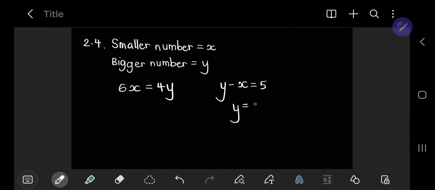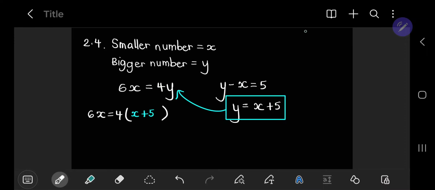I'll take the negative x over to the right, it becomes positive. So I've got y is equal to x plus 5. At the moment, it's as if I know what y is, so I'm going to take it and substitute into the other equation. That's what I have. I'm going to simplify. I have 6x. Let's take the 4 and multiply into the brackets. Gives us 4x plus 20.